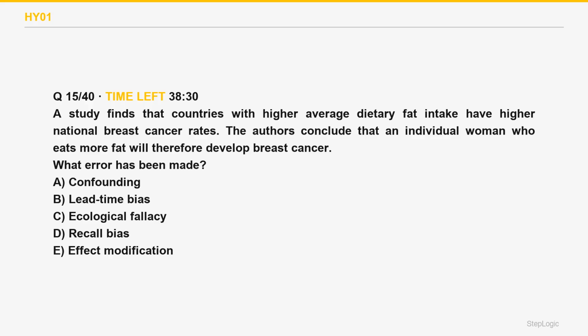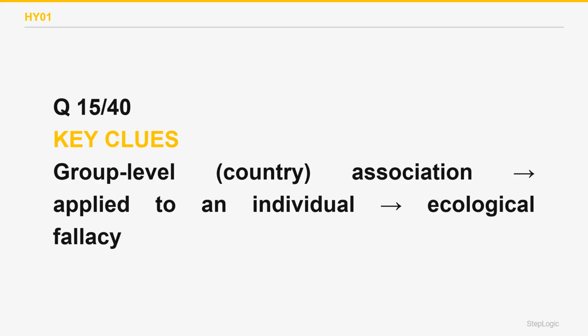What error has been made? A study finds that countries with higher average dietary fat intake have higher national breast cancer rates. The authors conclude that an individual woman who eats more fat will therefore develop breast cancer. Read the command: the error in the conclusion. They inferred something about individuals from group-level averages.